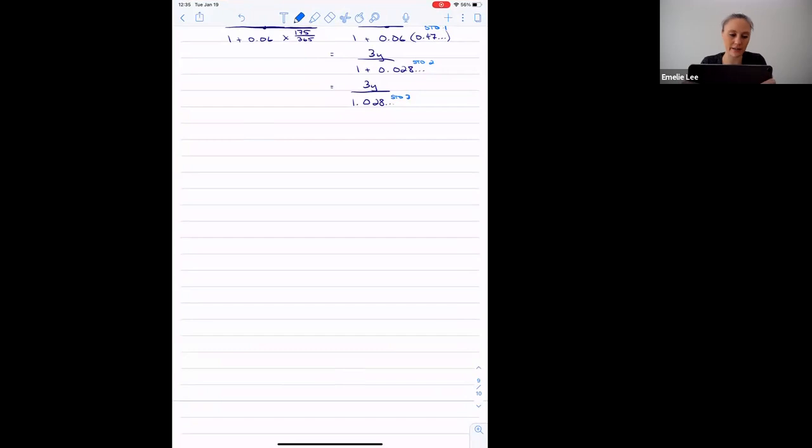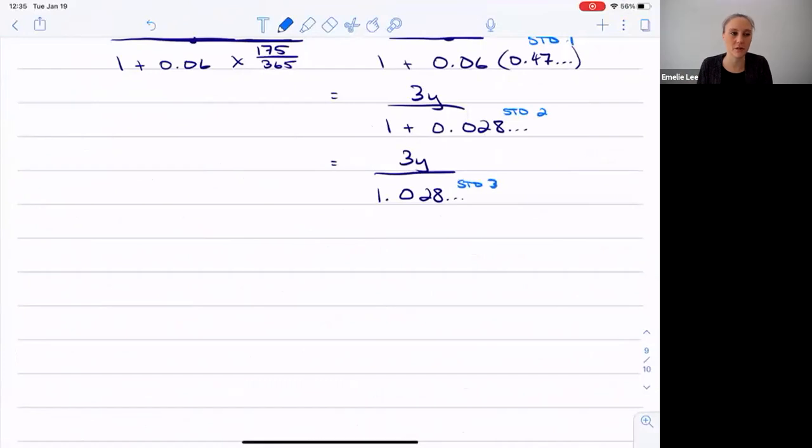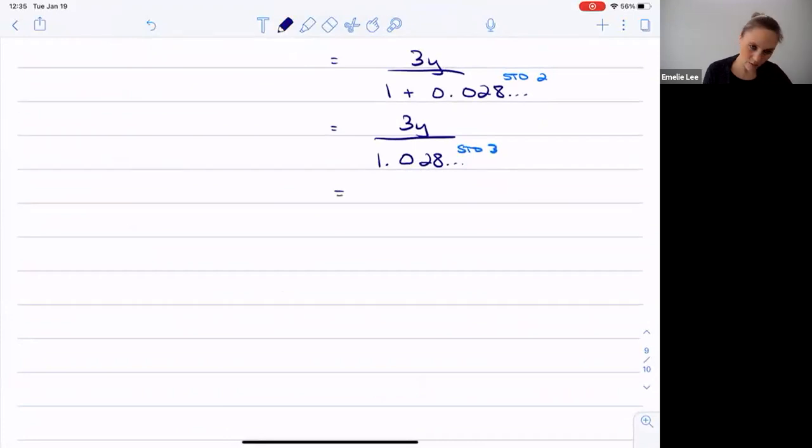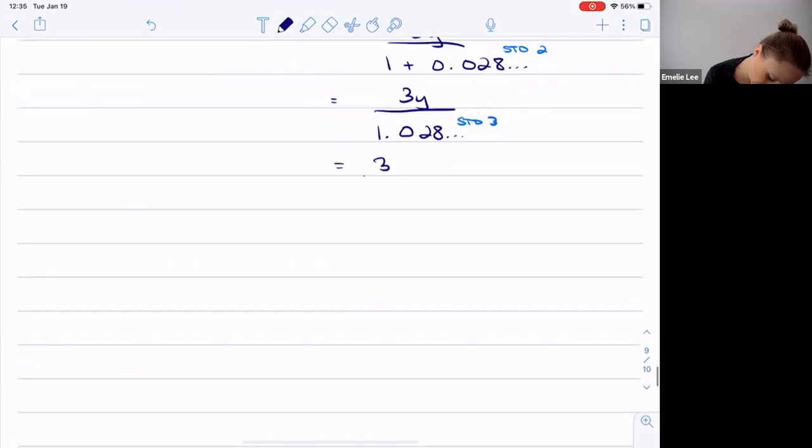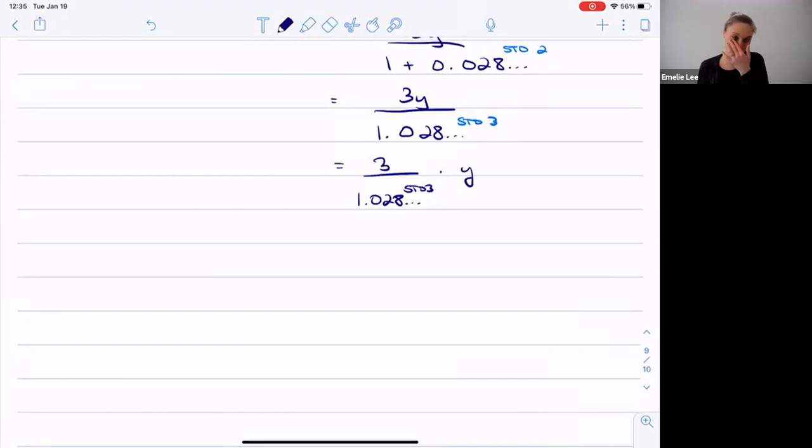So here, come on, turn. I know it's showing up normal for you guys. There we go. So this becomes, right, if I want to simplify this, I can pull this 3 over 1 point, well, recall 3 times y. So what I get is 3 over 1.028 dot, dot, dot, which is in store 3, just as a reminder, times y. Right, I can pull that y outside, and then I can simplify this in the last step.